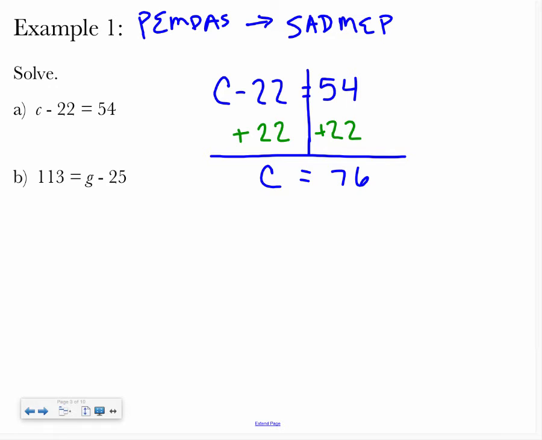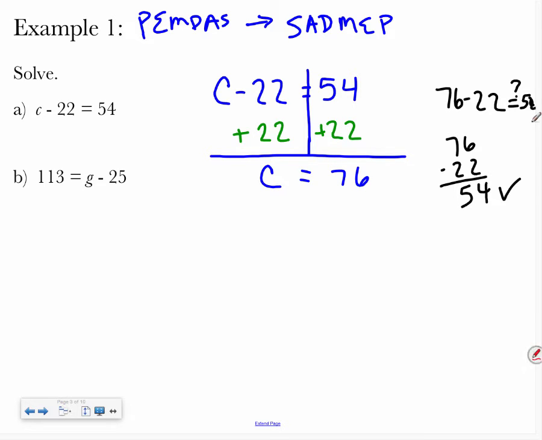The way that you can check these, so you should always know if your answer is right or wrong, you can say 76 minus 22. Does that equal 54? So if we do 76 minus 22, 6 minus 2 is 4, 7 minus 2 is 5. It checks out. Sorry, that 54 is a little hard to read on the right-hand side there, but you can see that one checked out.